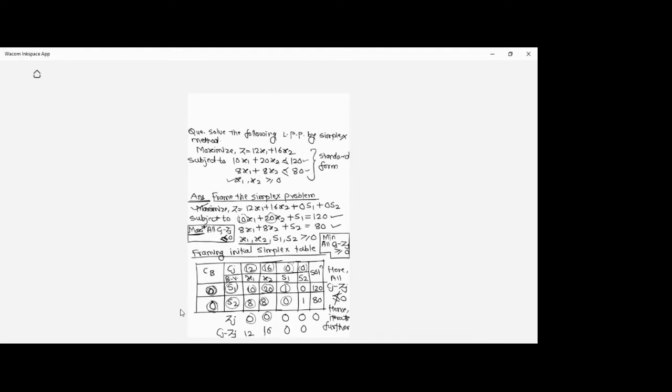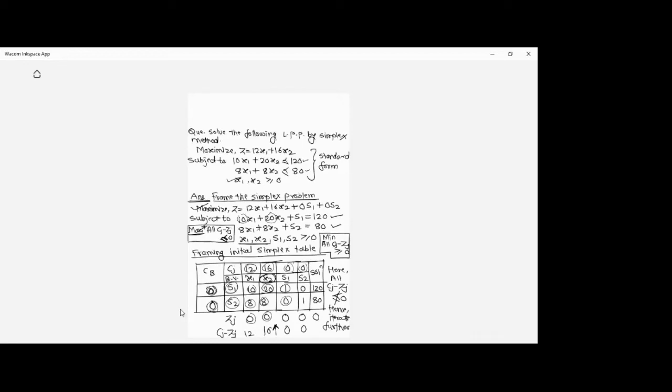Firstly, we have to decide which of the basic variables we have as of now are to be replaced. For that, we consider the maximum value amongst the cj minus zj values. Among the cj minus zj values, 16 is the maximum. So I'm going to draw an arrow here which says that this is the incoming variable, and this arrow is across my x2 variable.